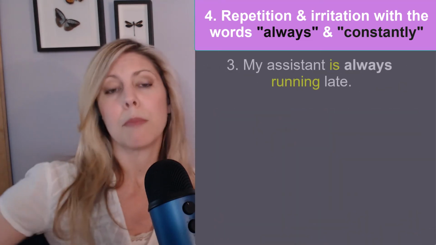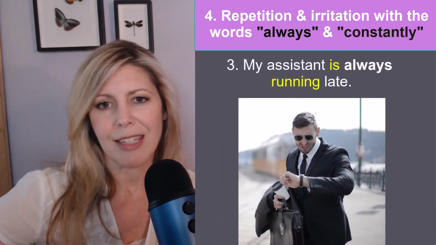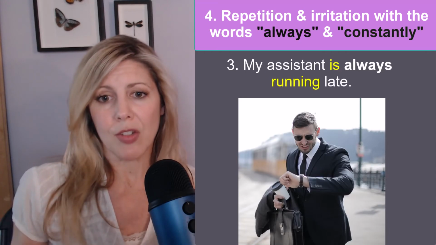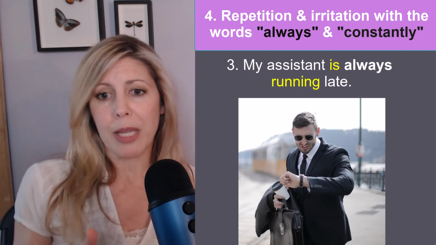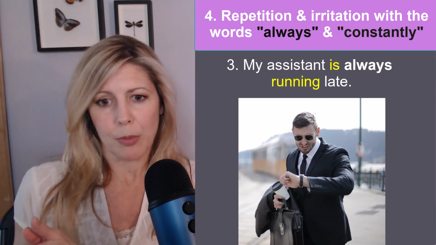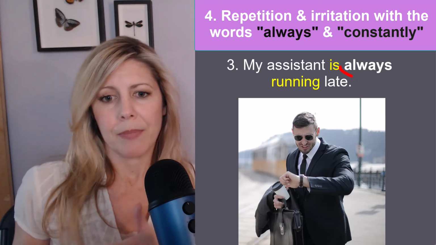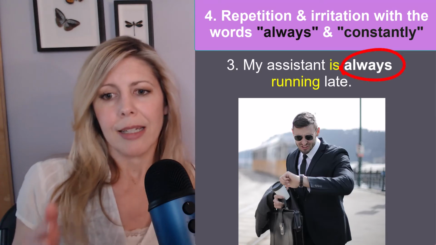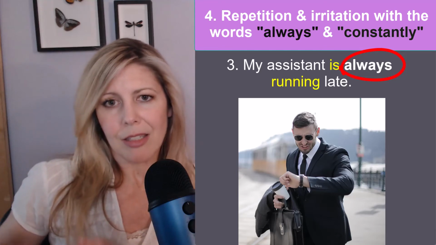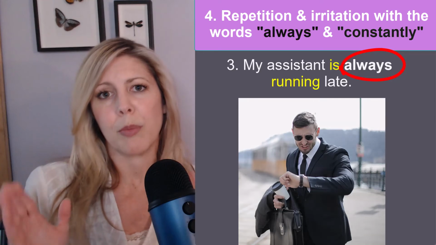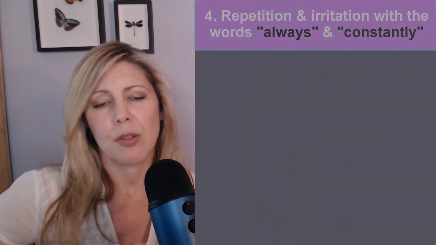Another example, my assistant is always running late. Now remember to put the words always and constantly between the verb of be and the verb ing or present participle. So it's is always running late, or he is constantly talking. Not constantly is talking. It's usually right in between the verb of be and the present participle.